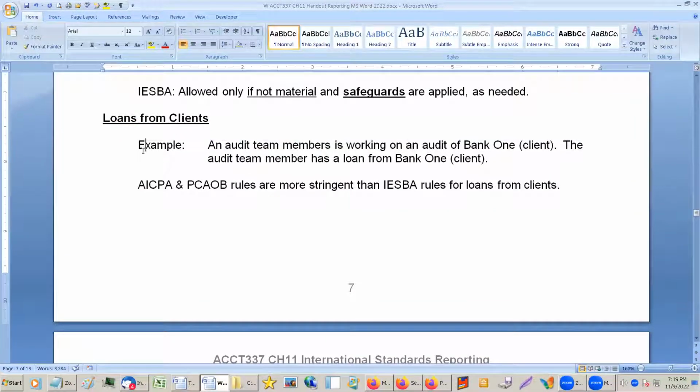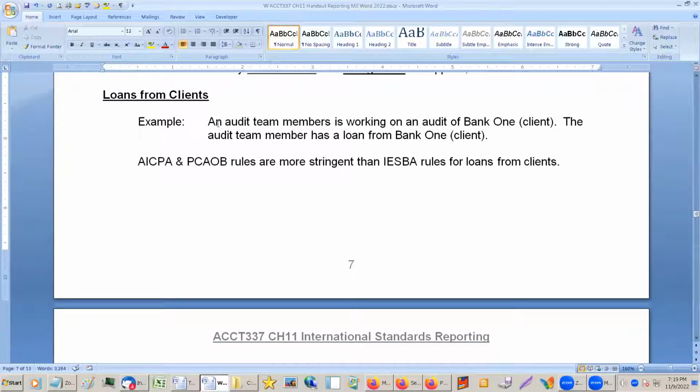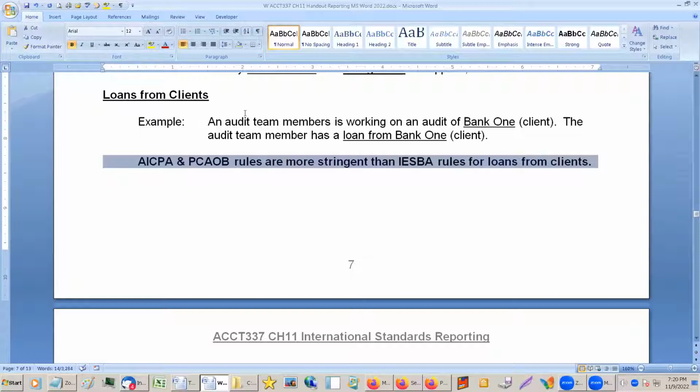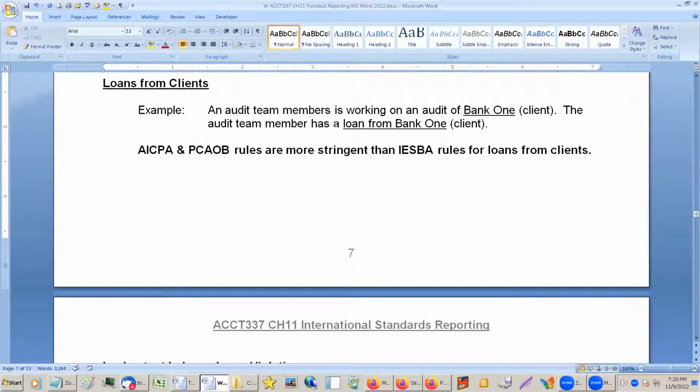Okay, loans from clients. Example: an audit team member is working on an audit for Bank One, and the audit team member has a loan from Bank One. There are some ways that these are allowed, but the US rules are much more stringent than the international standards. If it's an arm's length loan and the payments are being made, or it's paid up, and all the information, the backing, the collateral and all that is along normal guidelines, it's fine. So if you have a car loan through Bank One and you're auditing Bank One, that's fine.